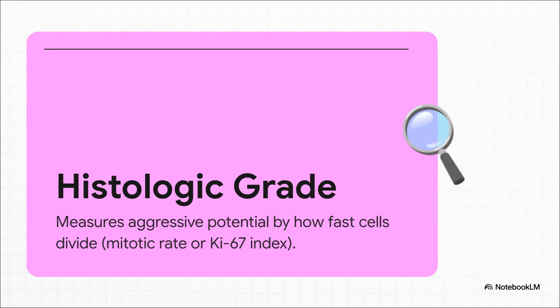Next up is the grade. I like to think of this as the tumor speedometer. It's not about how weird the cells look. It's all about how fast they're dividing. And we figure this out in 2 ways. Either we manually count the dividing cells, that's the mitotic rate, or we use a special stain, Ki-67, to see what percentage of cells are actively multiplying.